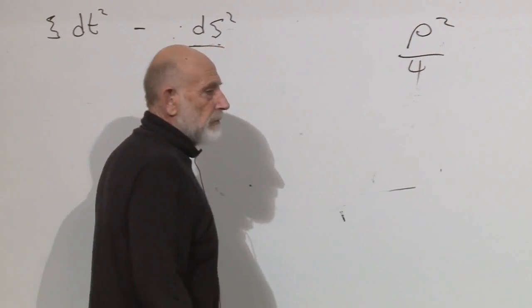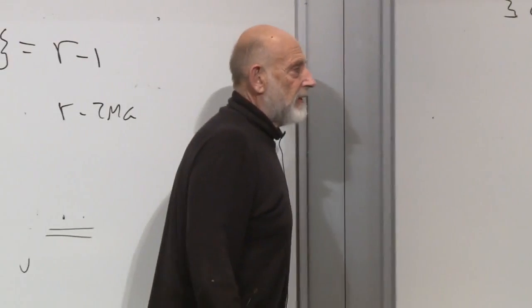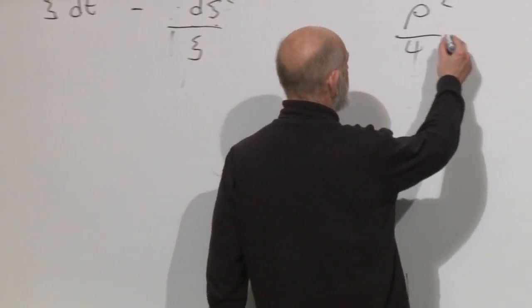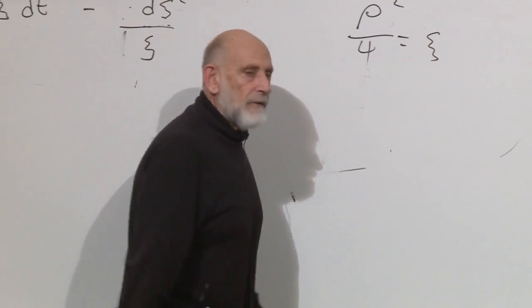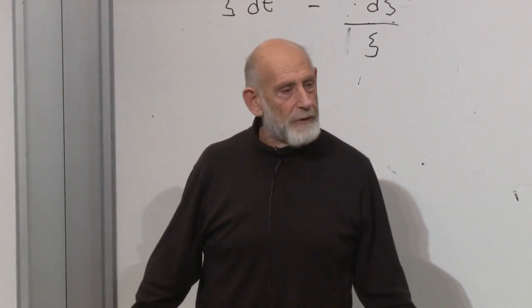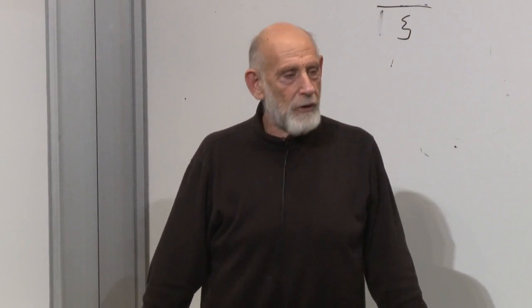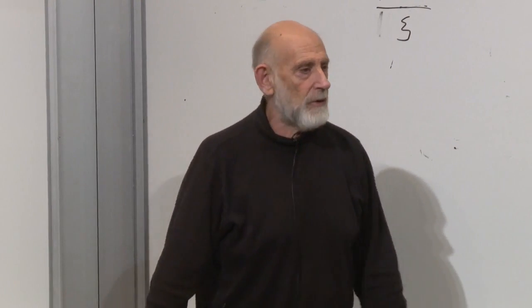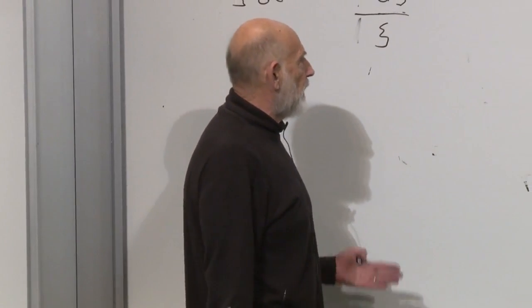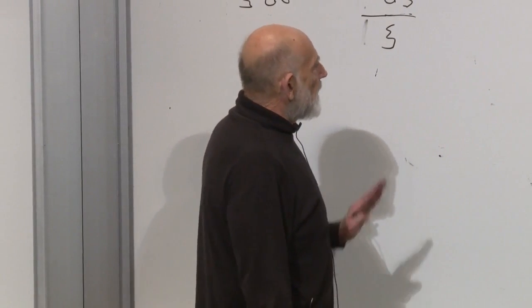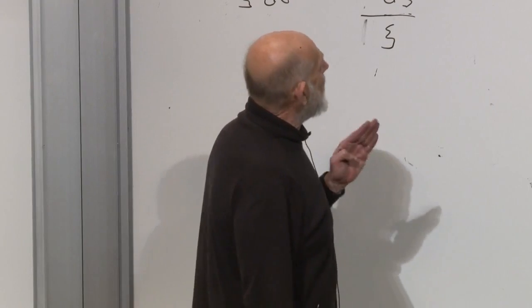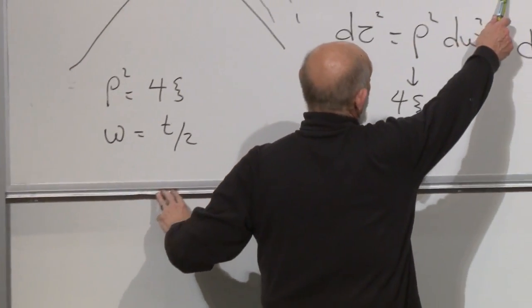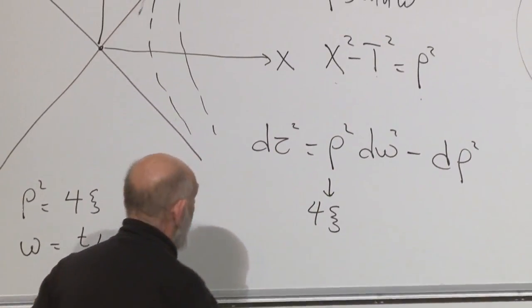The 4 is not so interesting. That's not the point here. Forget the 4, it's not important. Xi is rho squared over 4. Doesn't mean anything for rho squared to change sign. How can rho squared change sign? Rho is a real number, its square is positive. No, that's not quite right. The way you think about rho is it's the rho squared on the right-hand side of this equation.